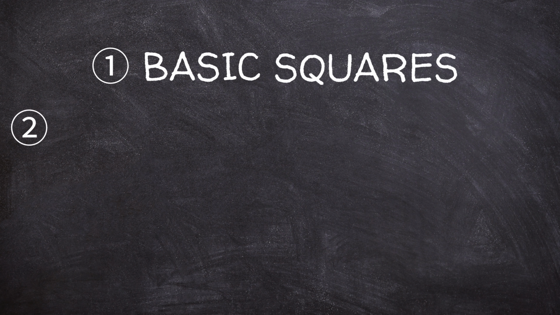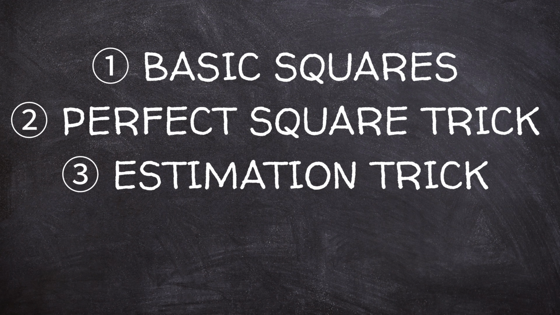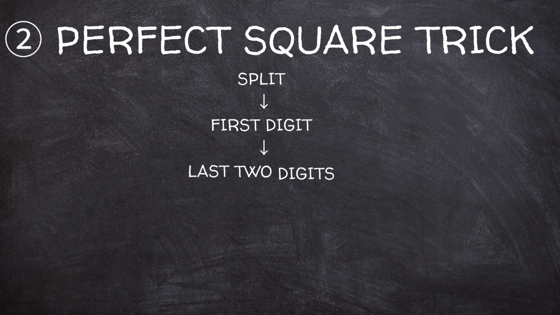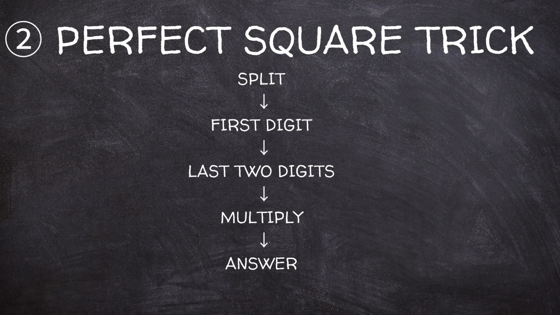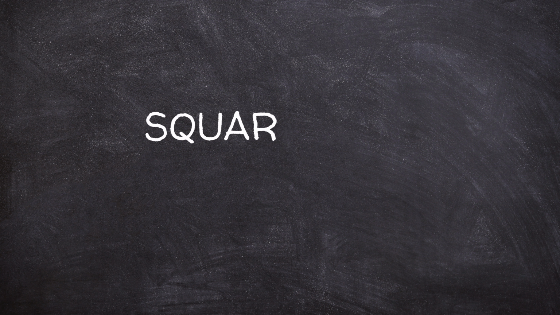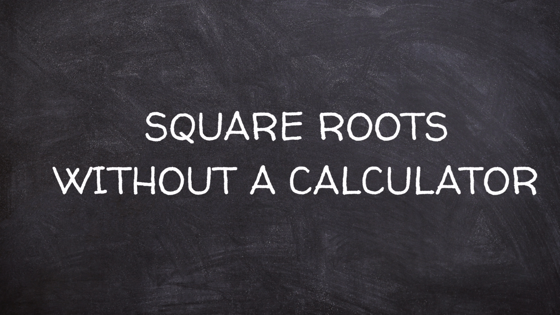So remember these three ideas. First, know your basic squares. They give you the reference points you need. Second, for perfect squares, split the number, find the first digit, use the last two digits to narrow down the ending, and use the multiplication trick to choose the correct answer. Third, for non-perfect squares, find the perfect square below the number, then use the difference to estimate the square root. That's how you can find or estimate square roots without reaching for a calculator.